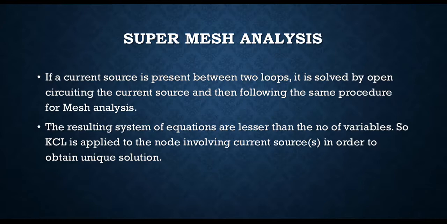The summary about the super mesh analysis is just that whenever there is a current source which is a part of more than one loop, then we need to open circuit that particular current source, and we need to form additional equations by applying KCL on the node of the current source, right? So these two points are the ones which you need to remember. Otherwise the procedure is the same as mesh analysis, and we will also look at this procedure in upcoming examples, that is how to solve a circuit using super mesh analysis technique.